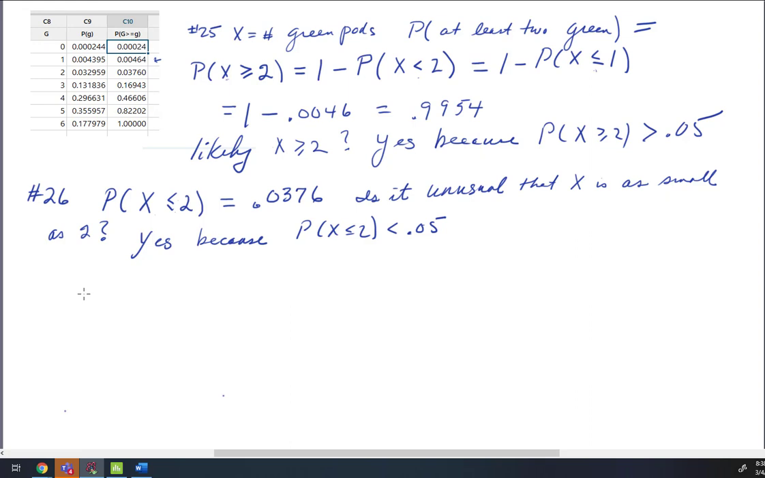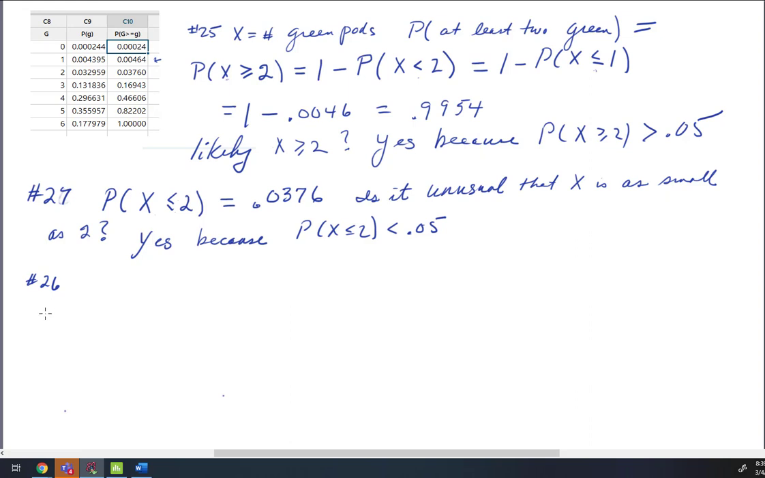And 26, actually this was 27, I see now. So all we have to do is change the 6 to a 7. Now let's go back and get 26.